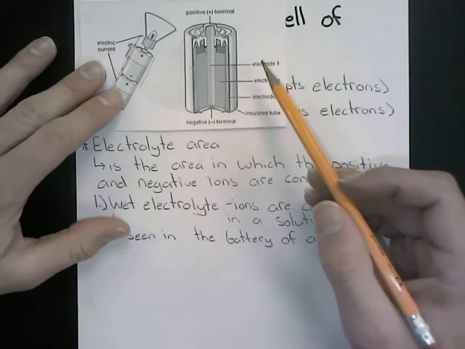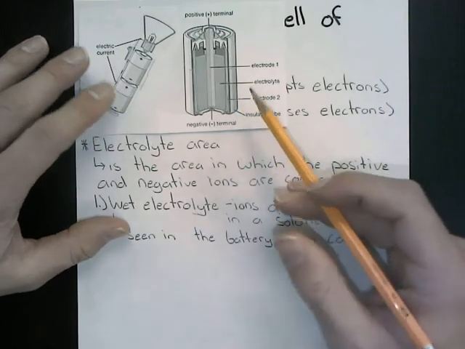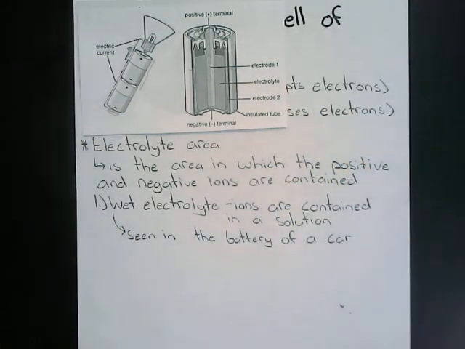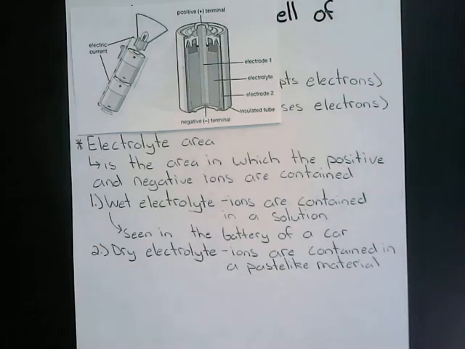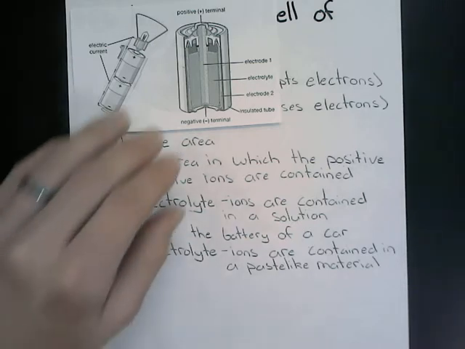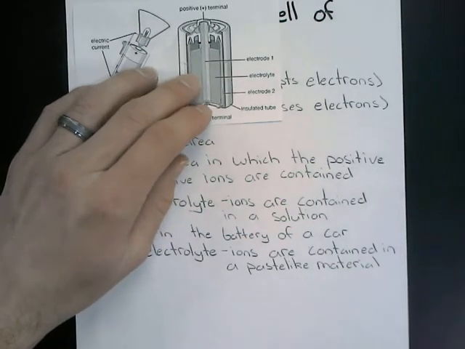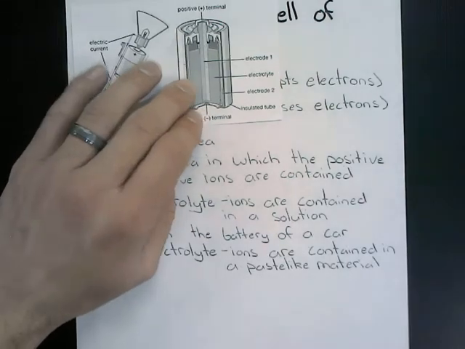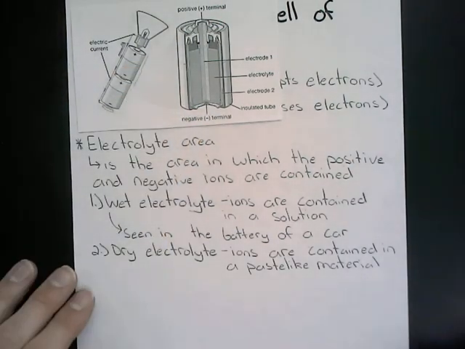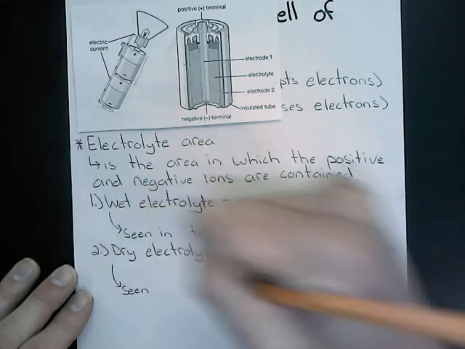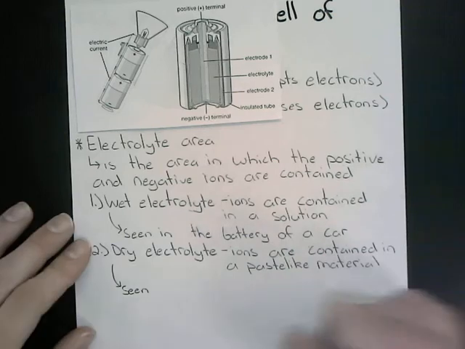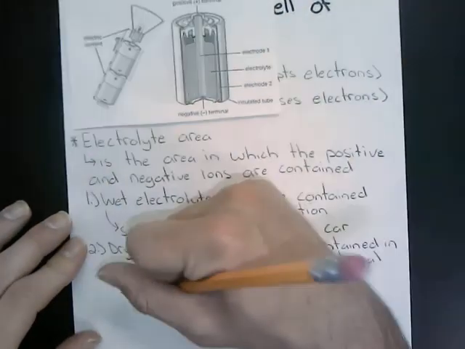Now, what we have here in our picture is something known as a dry electrolyte. And in a dry electrolyte, ions are contained on a paste-like material. Now, a dry electrolyte is a common type of electrolyte that's seen in our common everyday batteries, such as a AA or AAA or C type of battery. So again, the type of battery will determine what type of electrolyte we have.